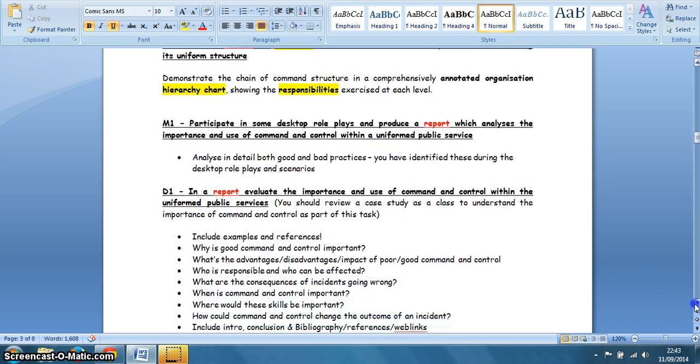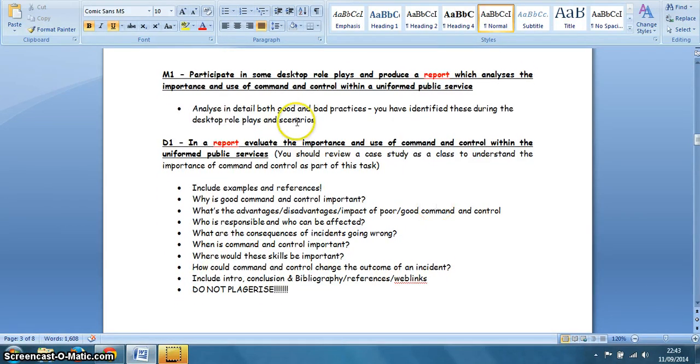Moving on to the merit part of Task 1 then. You will participate in some roleplay scenarios where you're acting out command and control. This may be desktop, it may be computer based, or it may be practical, whichever your tutor decides. From that, you need to produce a report which analyzes in detail both the good and bad practices of your scenario. So not in general, not from a case story, but from your actual role plays, what were the good and bad practices. You must write that up as a report.